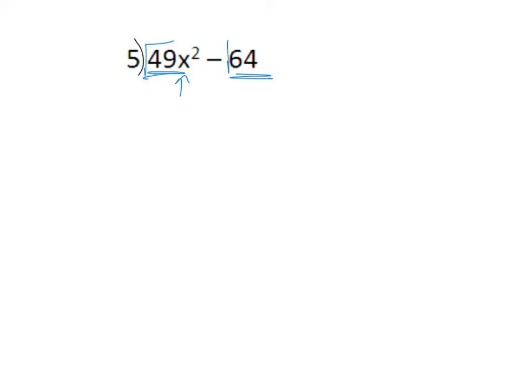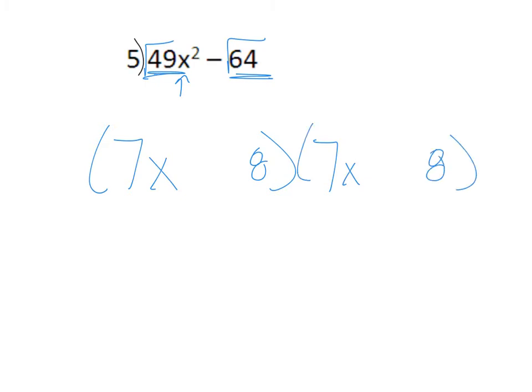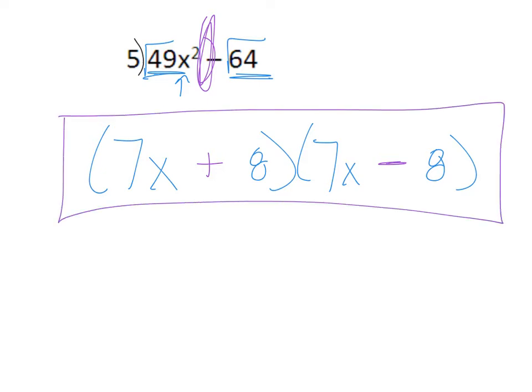Square root and square root, that would give me 7x and 8, and 7x and 8. So then I think, okay, what should the signs be? There is no middle term here. Nothing's there, so they should be opposite signs so that the middle term cancels out. And here are my conjugates, because they're opposite each other. So that would be my final answer.